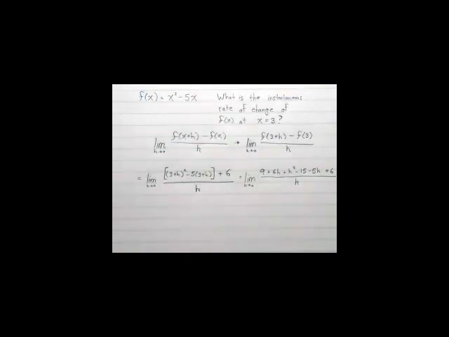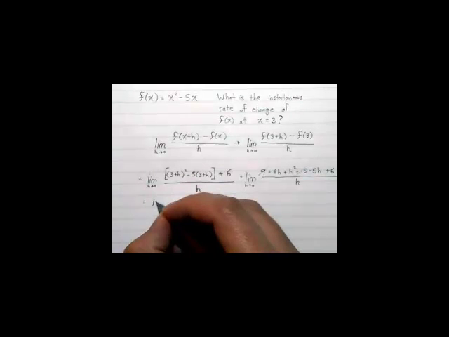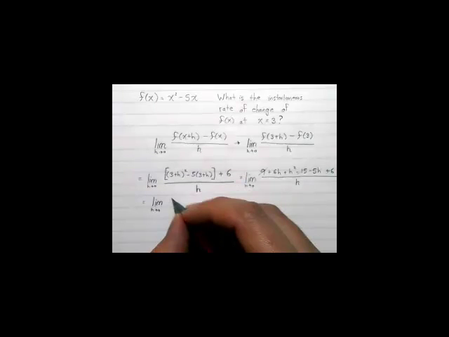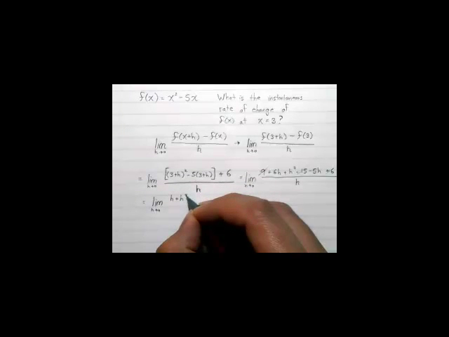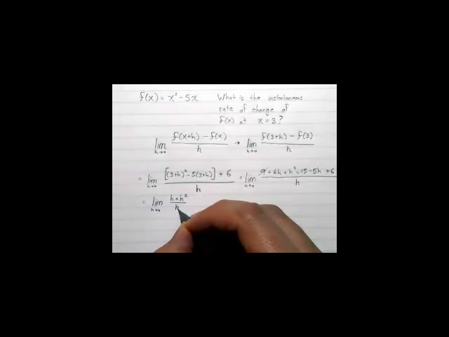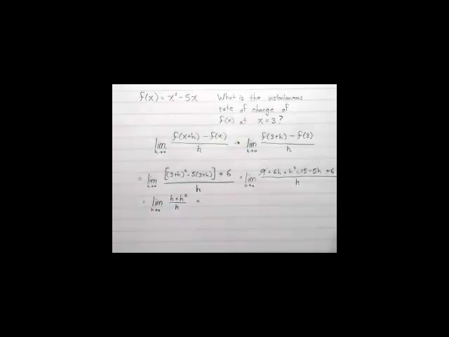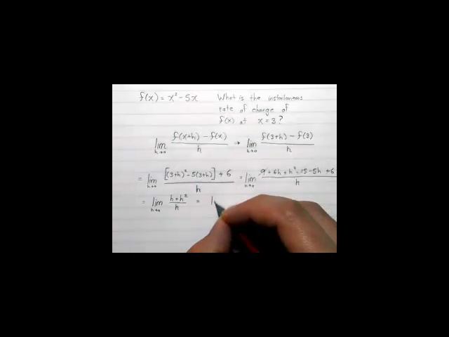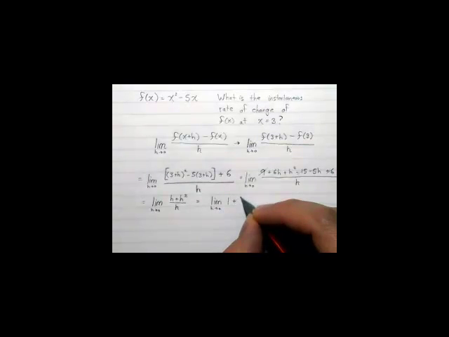And then we can start canceling stuff out on there. So let's see. 9 minus 15 is negative 6 plus 6. So that's all. These are all essentially canceling out. And then we've got 6h minus 5h. So we've got the limit as h goes to 0 of h plus h squared, still divided by h. So if we start canceling our h's there, then we've got the limit as h goes to 0 of 1 plus h.